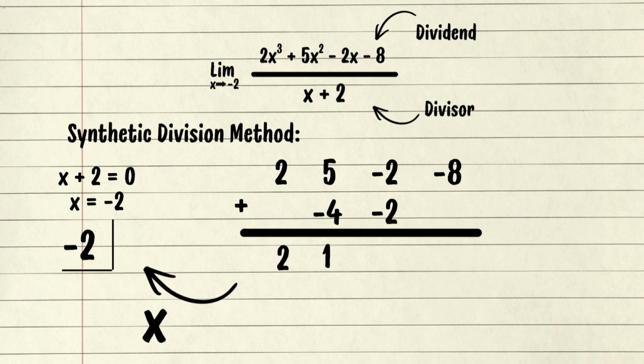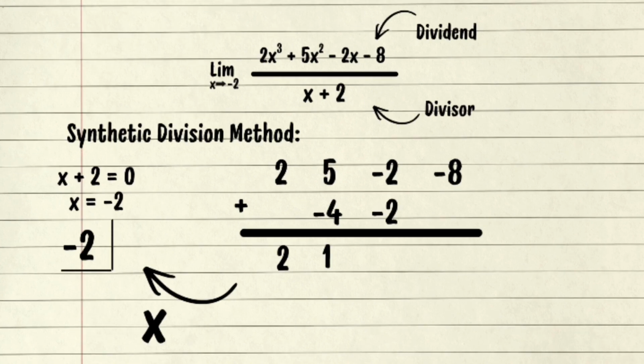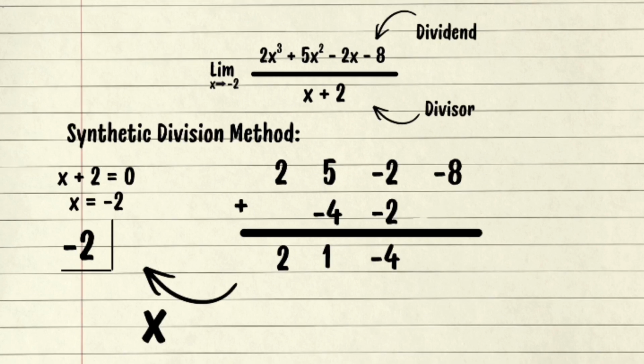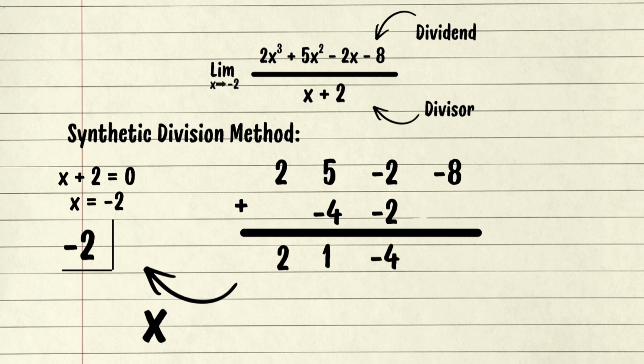And then add that product to the next term, which is negative 2. Negative 2 plus negative 2 is equal to negative 4. And then again, multiply negative 4 by negative 2. Negative 4 times negative 2 is positive 8. 8 plus negative 8 is equal to 0. Usually, the last term would be our remainder.